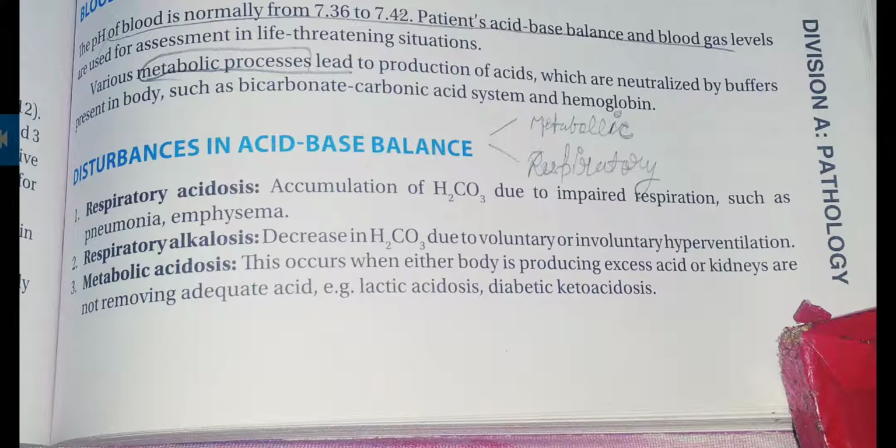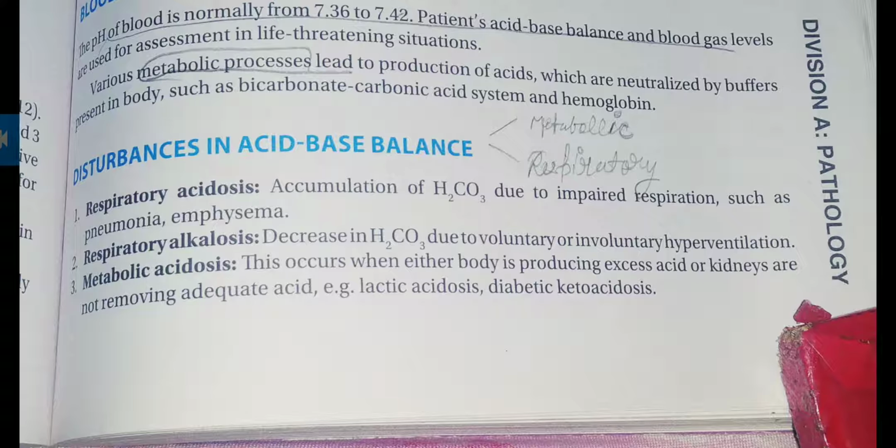Respiratory alkalosis is a decrease in bicarbonate due to voluntary or involuntary hyperventilation. There is an increased amount of blood flowing in the body and increased oxygen in our body. So, due to voluntary or involuntary hyperventilation, a decreased amount of H2CO3 is seen.